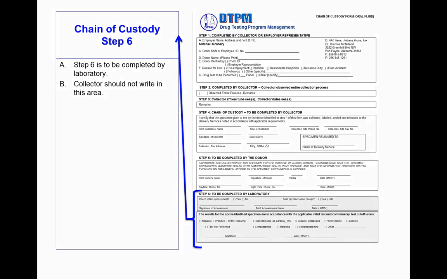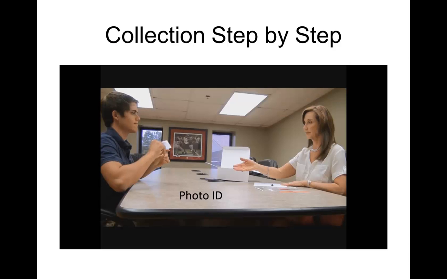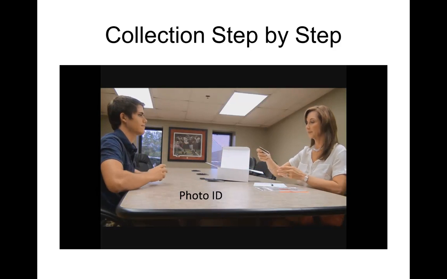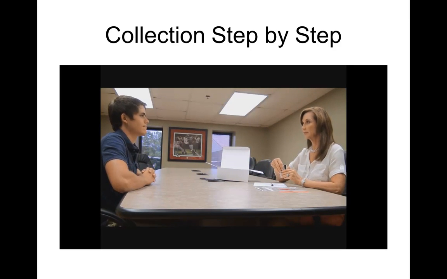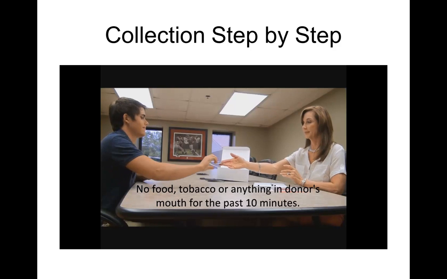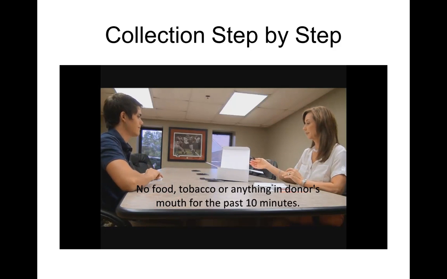Now we're going to move and let you review and see a collection in process, and I'll give some information as we go. First, the donor is going to provide the collector with a photo ID, and the collector will then explain the process, taking a drug test, and kind of what's going to happen. That it's important that the donor has not had anything to eat or drink or anything in their mouth for the past 10 minutes, food, tobacco.